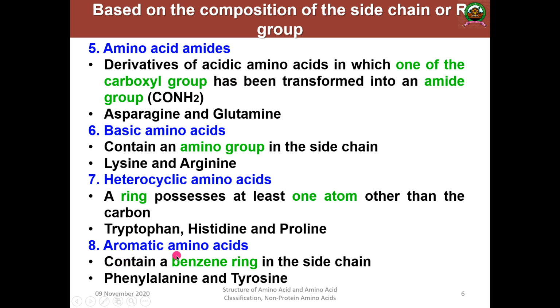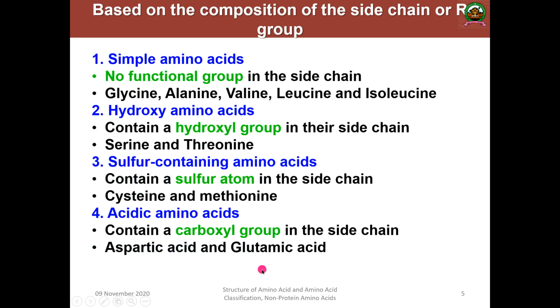Next one is aromatic amino acid. Aromatic amino acids consist of a benzene ring in their side chain. The main examples are phenylalanine and tyrosine. Don't confuse heterocyclic amino acids and aromatic amino acids. Aromatic amino acid has a benzene ring, for example phenylalanine and tyrosine. So these are the main classification based on the composition of the side chain or R group.